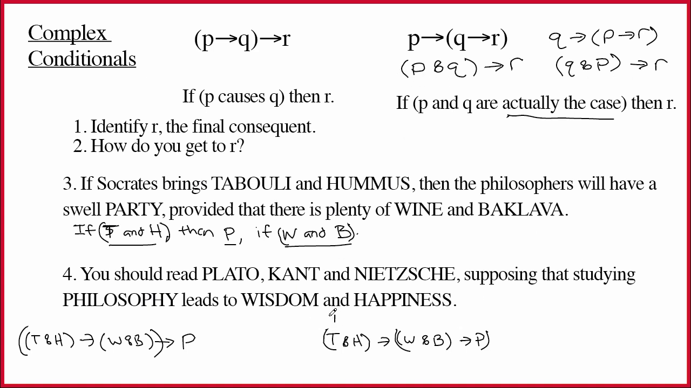Well, to read this one, we know that we want to translate it into the ampersand version. And so that would say T ampersand H, ampersand W and B, all of that, arrow P. Or in other words, if Socrates brings tabbouleh and hummus and there's plenty of wine and baklava, then the philosophers will have a swell party. Both of these are 100% correct.